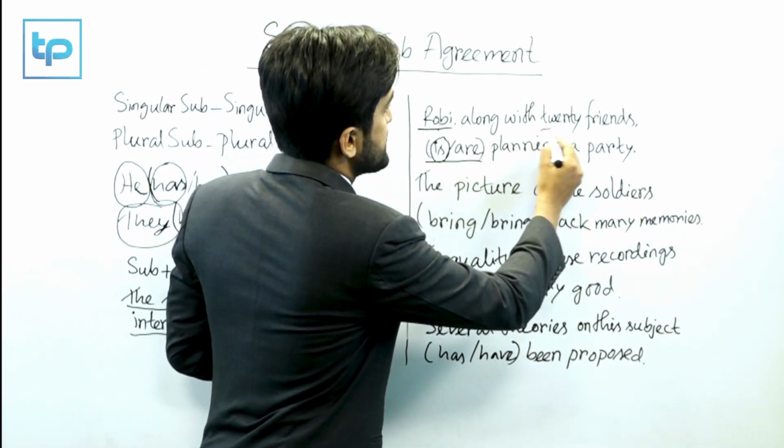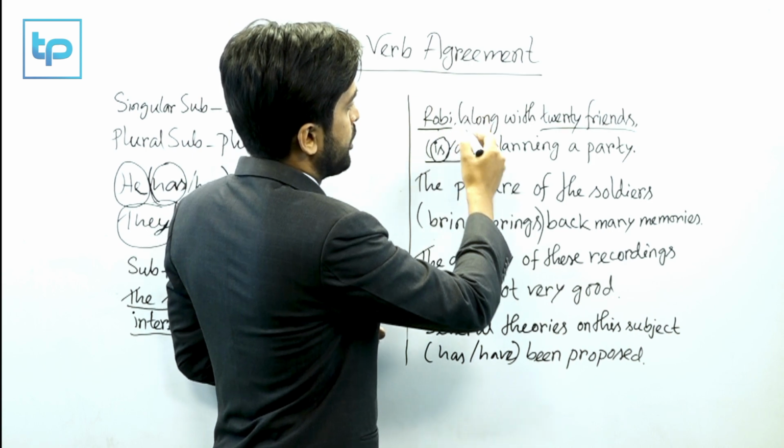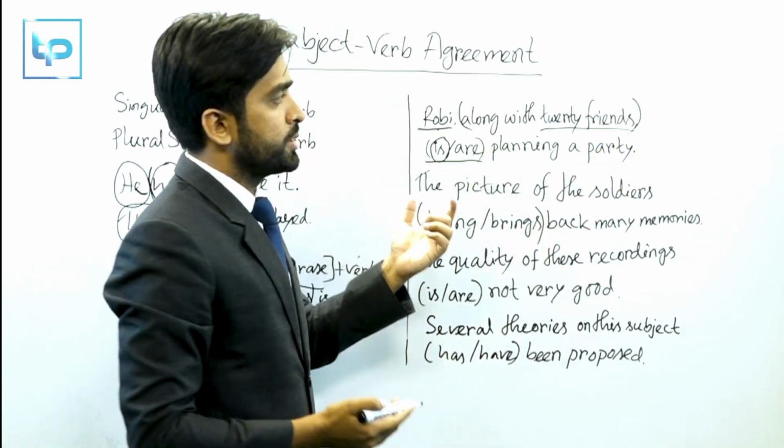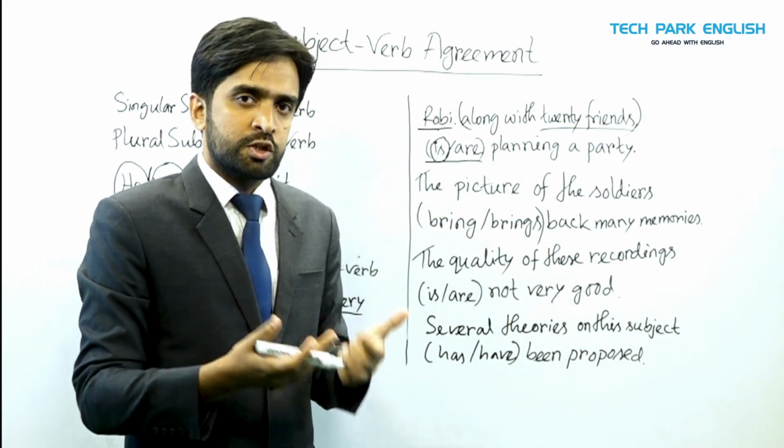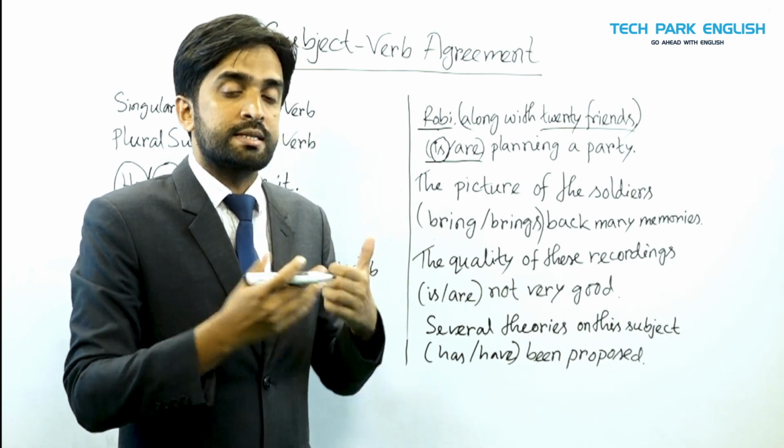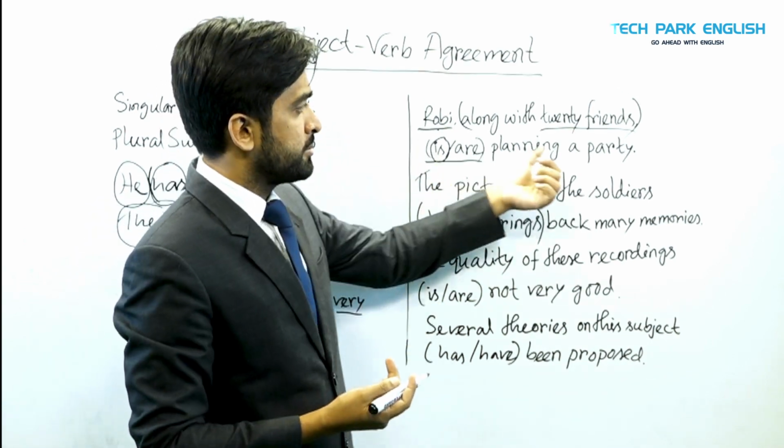Not friends are planning a party. Like along with 20 friends. It means actually Robbie with his 20 friends. But actually the planning is done by Robbie. So Robbie is planning a party.